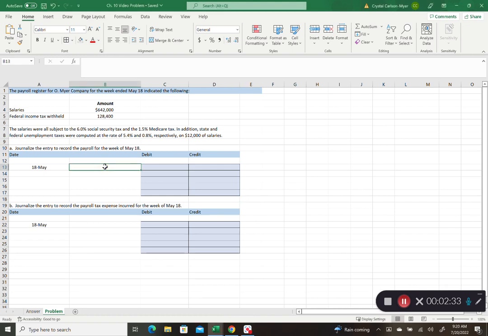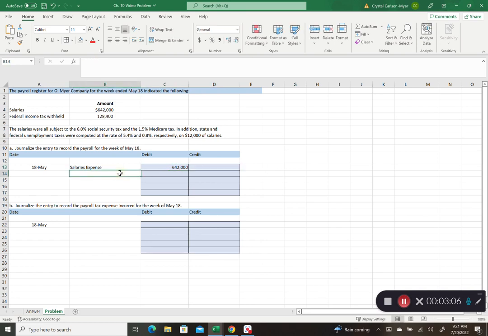So our debit for this one is always going to be salaries expense. It can vary depending on what type of textbook, again, you're using, but you'll want to use your chart of accounts to see what particular account you would use for this. For this particular textbook, they have salaries expense. As we know, anytime you debit an expense account, you're increasing it. So your salaries expense is $642,000. That's going to be my debit.